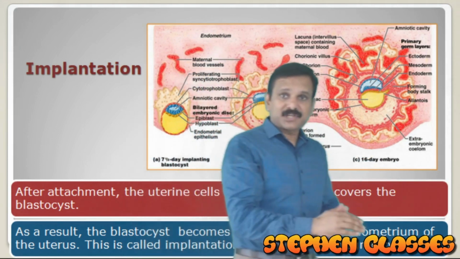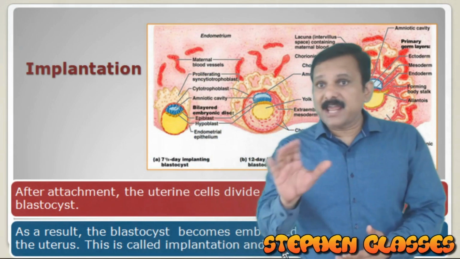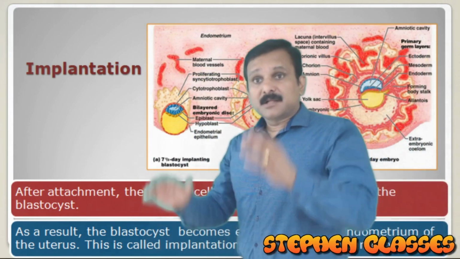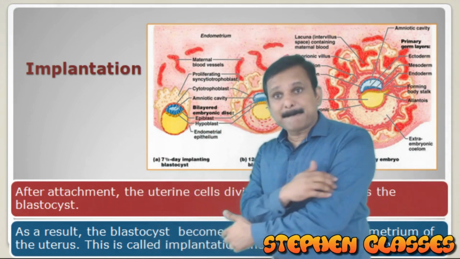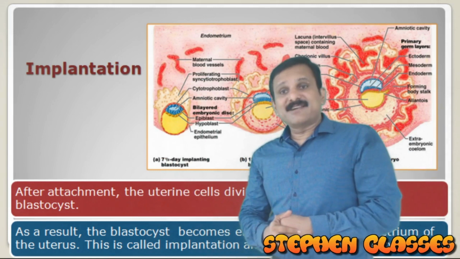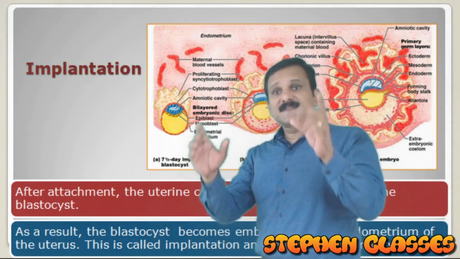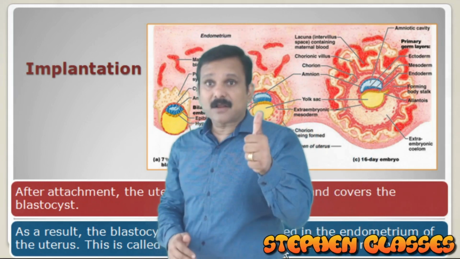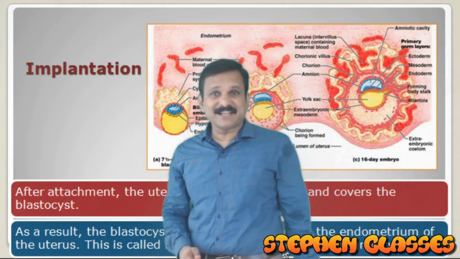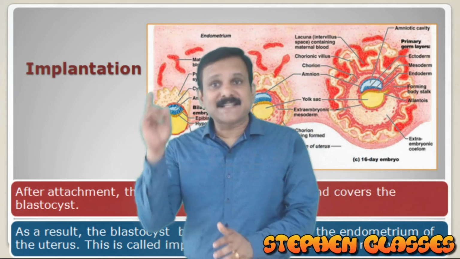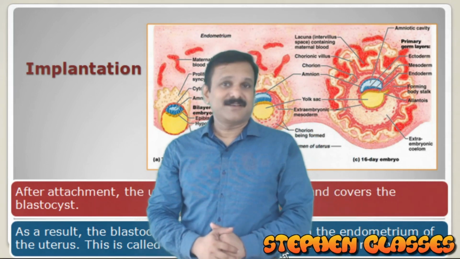So by implantation, we mean not only a mere attachment of the blastocyst. After attachment, by the growth of the endometrial wall, the blastocyst becomes embedded in the uterine wall. Then only can we call it implantation. Is it clear? So with this topic, we conclude part 7 of human reproduction.